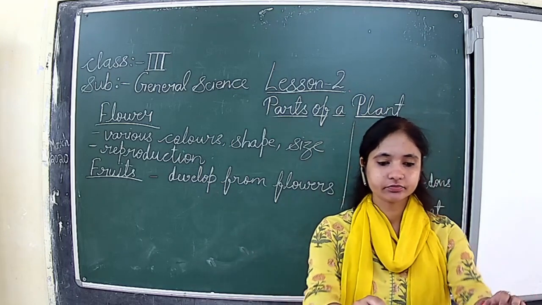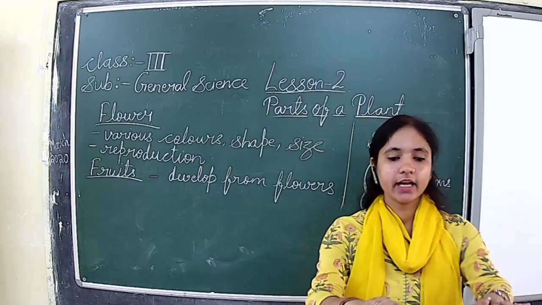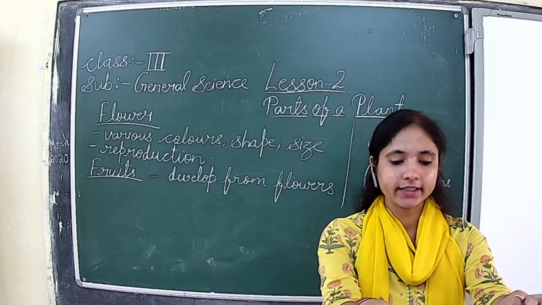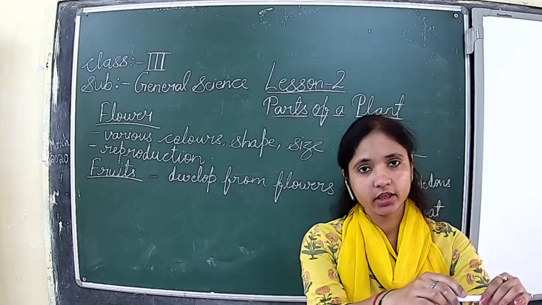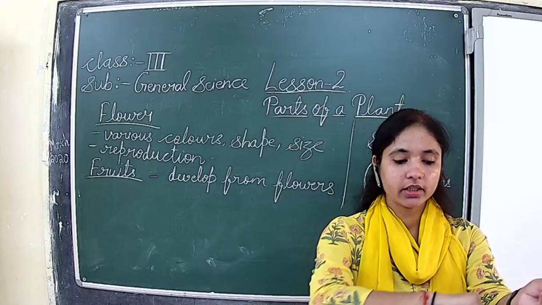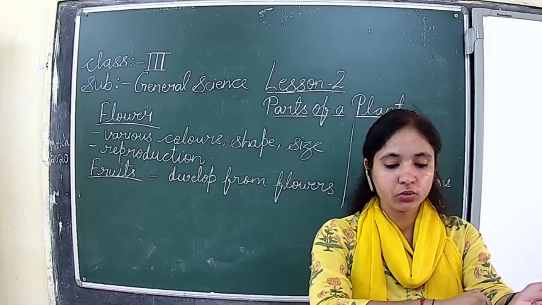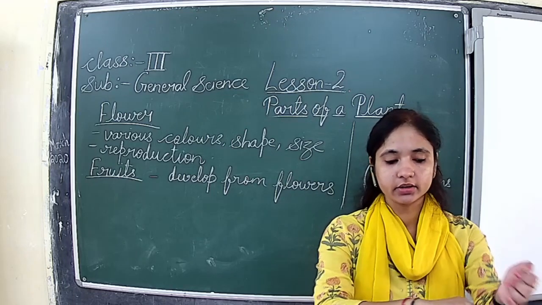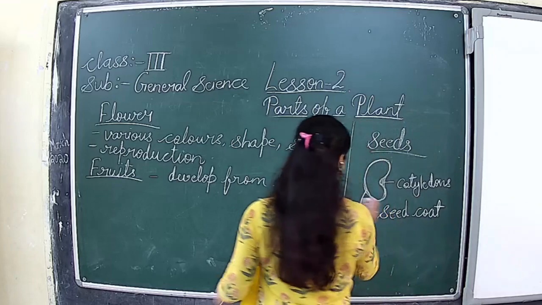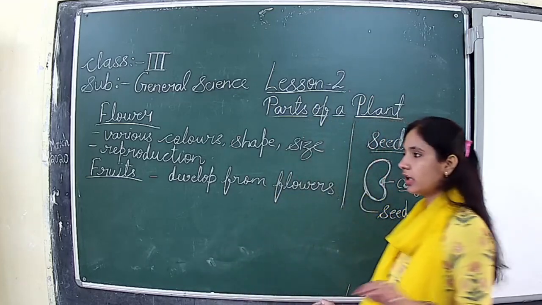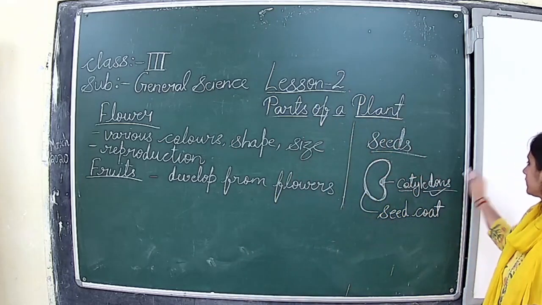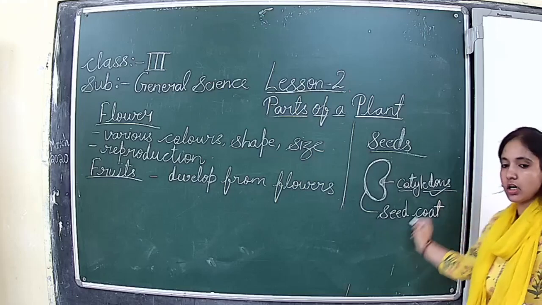So here, a seed has a baby plant inside it and a seed has a cover around it. That is known as the seed coat. A seed has one or two seed leaves called the cotyledons. What are they called? Cotyledons. Seed leaves are called cotyledons.